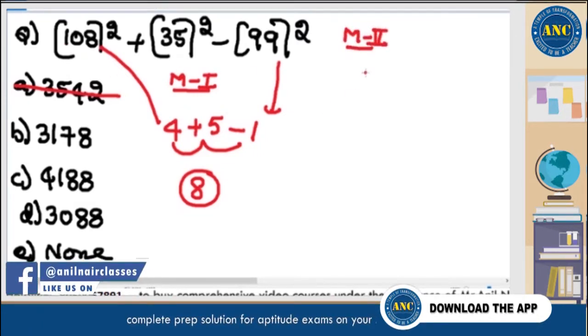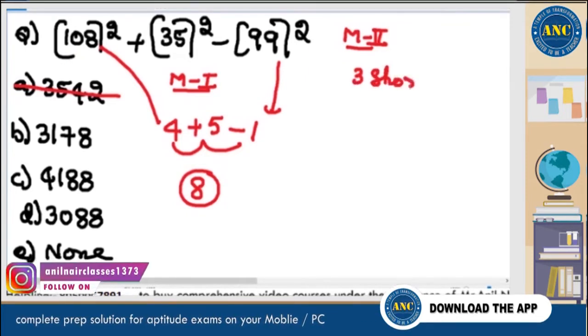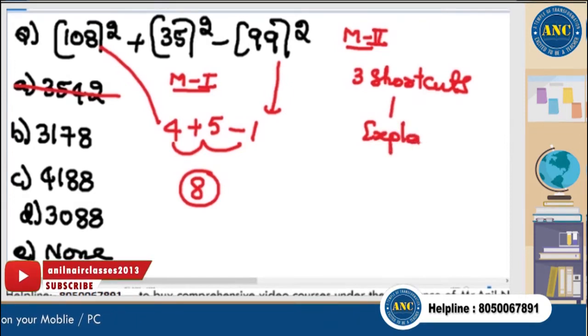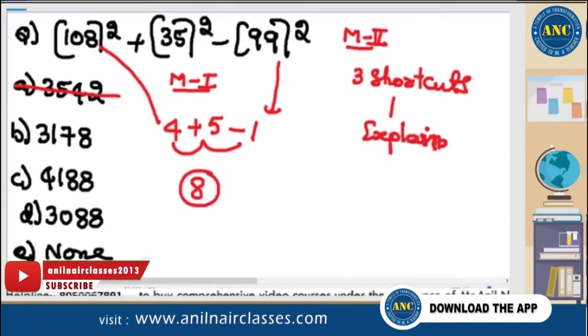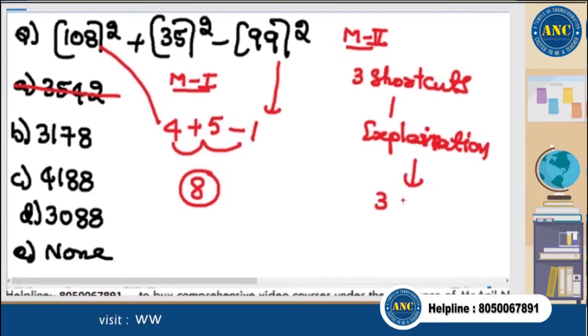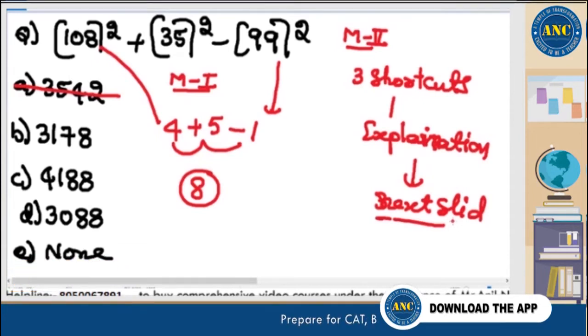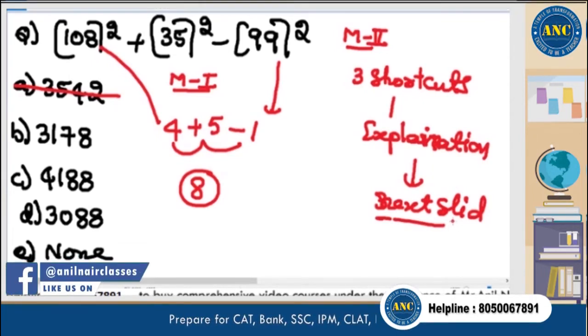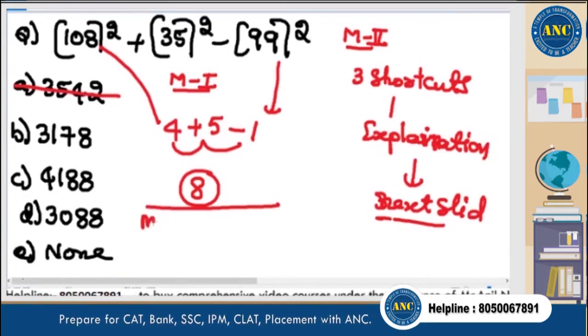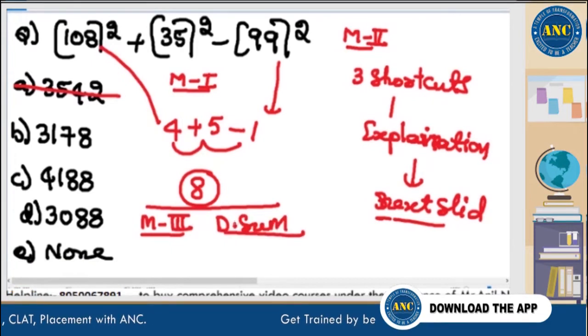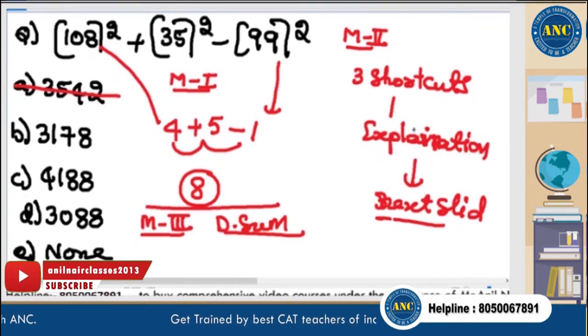Method 2. Please write down neatly. 3 shortcuts I will explain in the next slide. I need space. First one, 9 minus 1 is 8, only one option we are able to eliminate. Right. Method 1. If you want method 3, go by method 3, which is the digital sum. In the next class, I will explain when not to use a digital sum.